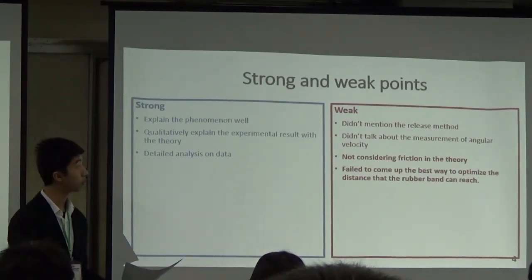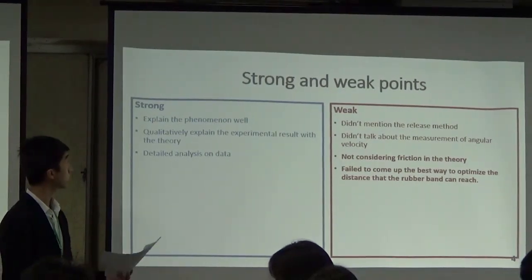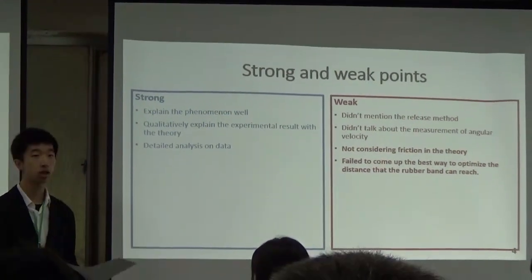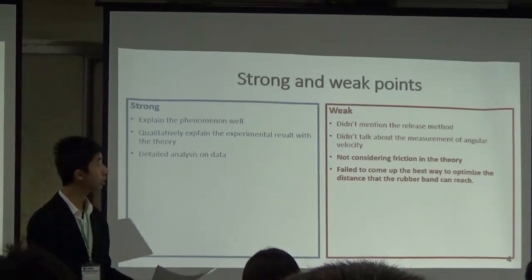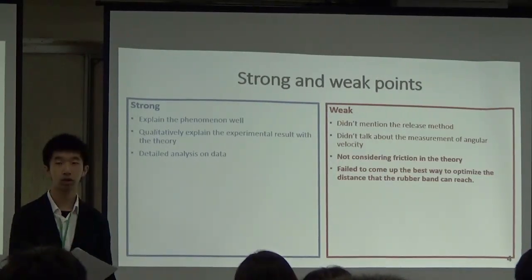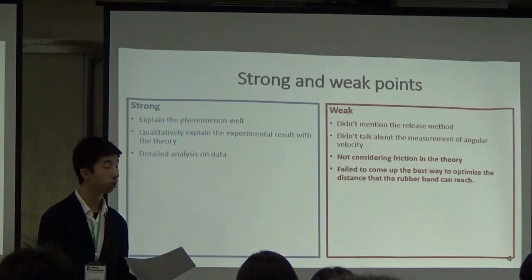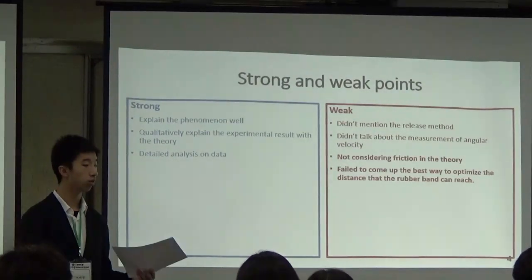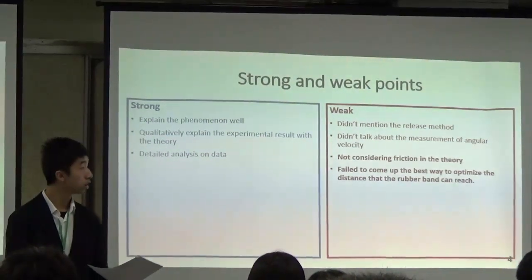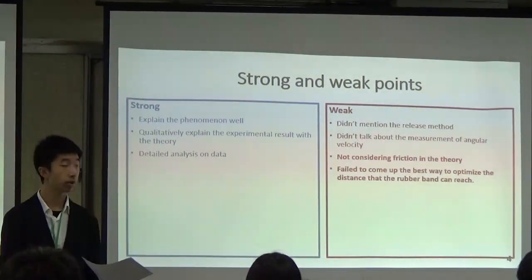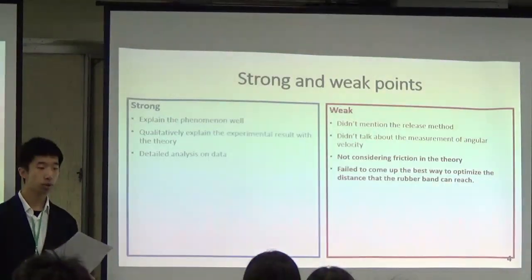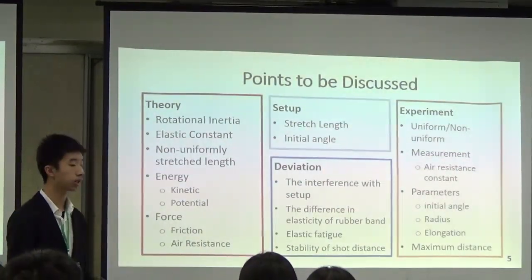These are the strong and weak points of the reporter. First, it explained the phenomena well and had detailed analysis of his data. However, he didn't mention the release method, didn't talk about the measurement of angular velocity, and he didn't consider any friction and air resistance in his theory. And he failed to come up with the best way to optimize the distance that the rubber band can reach, which is the main purpose the problem asked us to do.